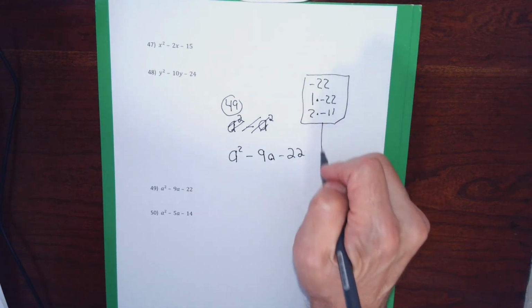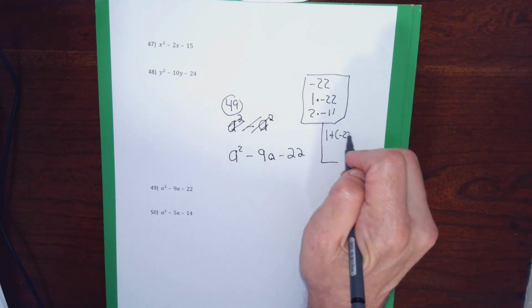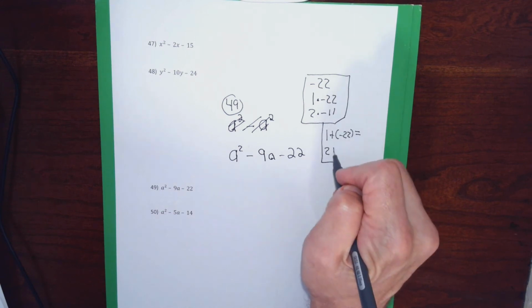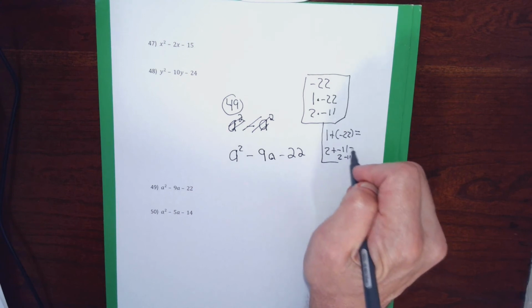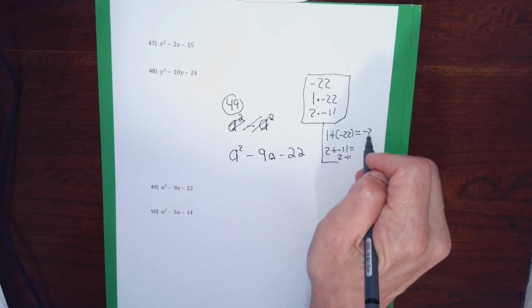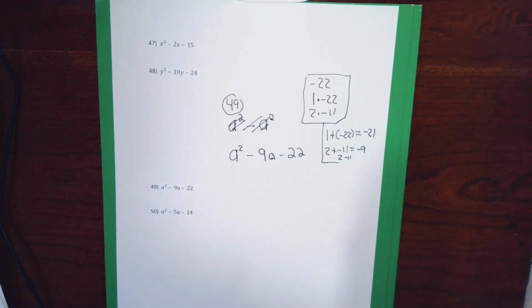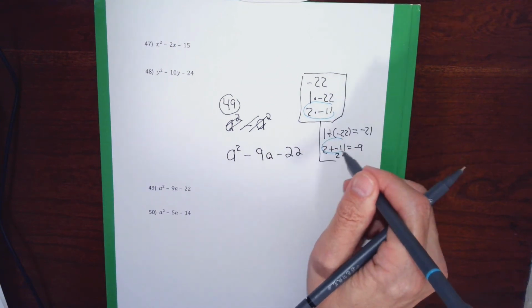Now I'm going to add these. 1 plus negative 22, that's really 1 minus 22. And 2 plus negative 11, that's really 2 minus 11. Matters not to me how you think of them. The first pair you get a minus 21. The second pair I get a minus 9. So that's the pair that I'm going to need, that second pair.